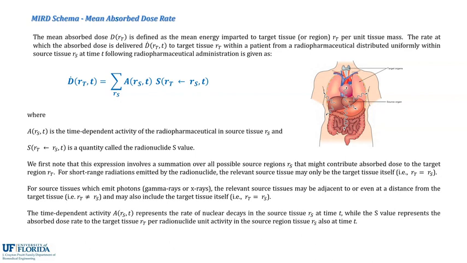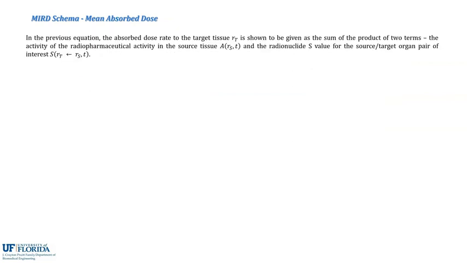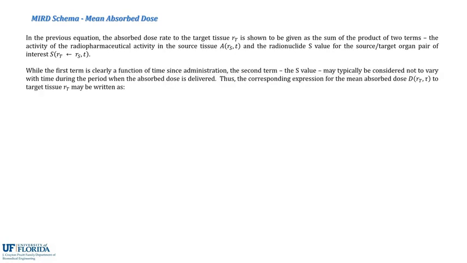The time-dependent activity represents the rate of nuclear decays in the source tissue at time t, and the S value represents the absorbed dose rate to the target tissue r sub T per radionuclide activity in the source region, also at that same time. Here, for convenience, time is usually measured post-administration of the radiopharmaceutical. So in that previous equation, the absorbed dose to the target tissue r sub T is given as the sum of the product of two terms. The first term is the source activity as a function of time, and then the radionuclide S value. So clearly the first parameter is time dependent.